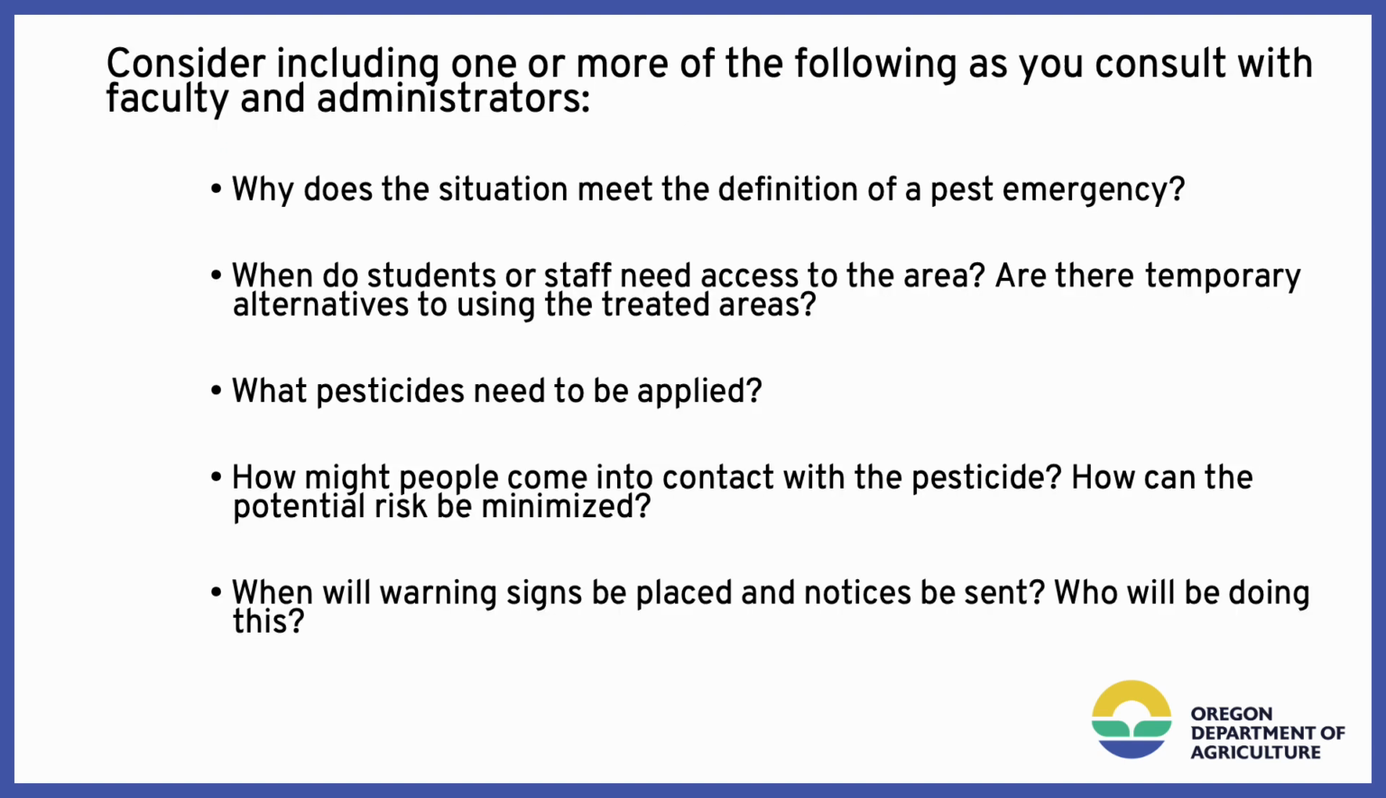Consider including one or more of the following as you consult with faculty and administrators. Why, specifically, is this a pest emergency? What makes it different or special? When do students or staff need access to the area, and are there temporary alternatives to using the treated areas? What pesticides will do the job? Do you really need to stray away from the low impact list? How might people come in contact with the pesticide, and how can the risks be minimized? When will the application take place? When will necessary warning signs be placed and notices be sent out? And lastly, who will be conducting the application?